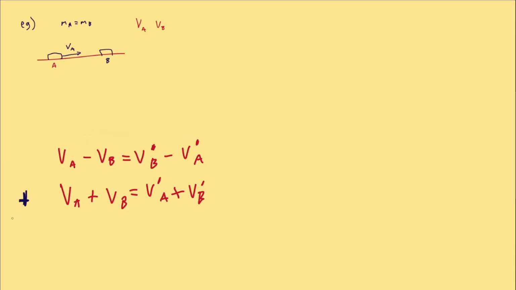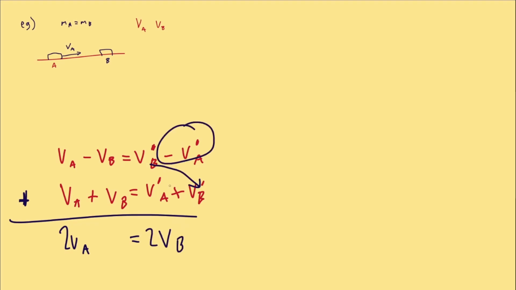Let's add these two equations to each other. When you add these two, you get 2VA. Add these two, they cancel out. Now what about the right-hand side of the equation? Let's add the like terms. When you add velocity B to velocity B, 2 velocity B. When you add this velocity A to this velocity A, since it's negative and positive, they cancel out. So we're left with this. Cancel out the 2's, you get velocity A is equal to velocity B after the collision.